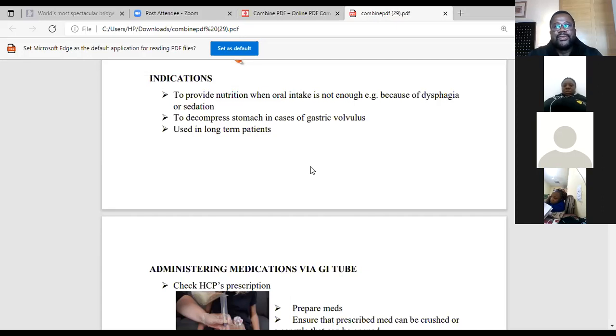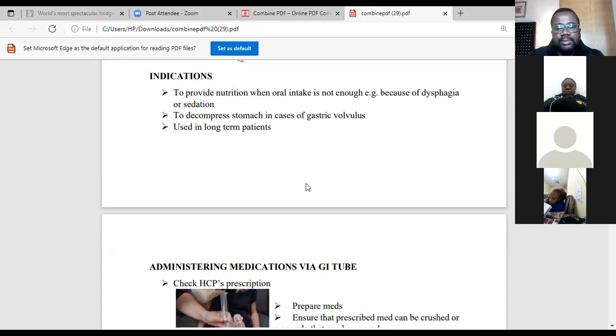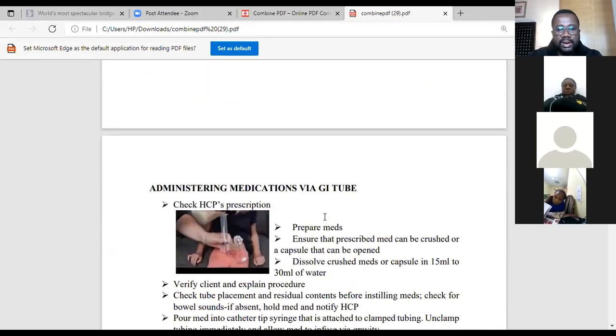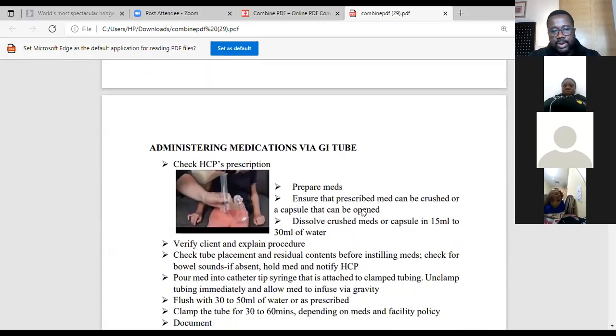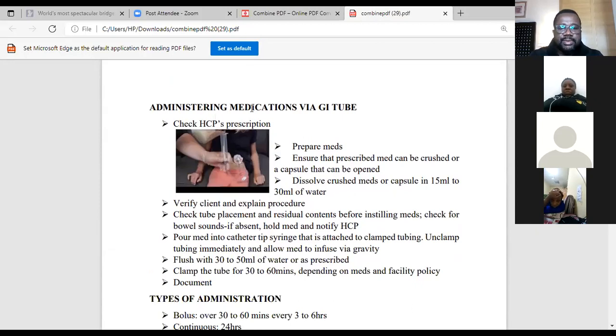Maybe when they feed, they get aspirated all the time. They don't waste time here. They put the PEG tube, and the patient feeds through that, you know. With the PEG tube, they can also connect the feeding from the feeding pump to the PEG tube. You can also administer feeding manually using a feeding syringe. Okay, how to administer medication?